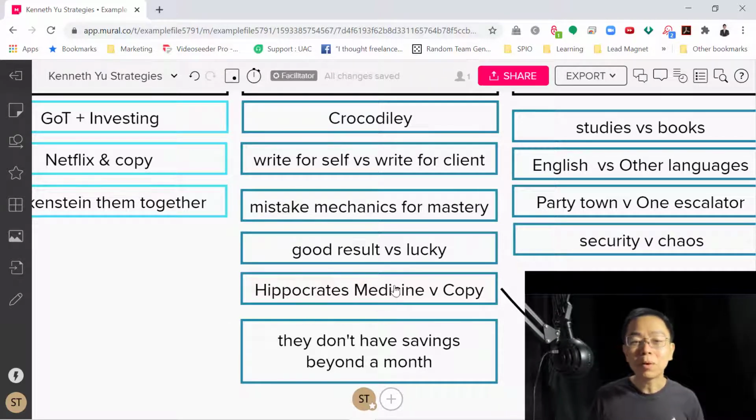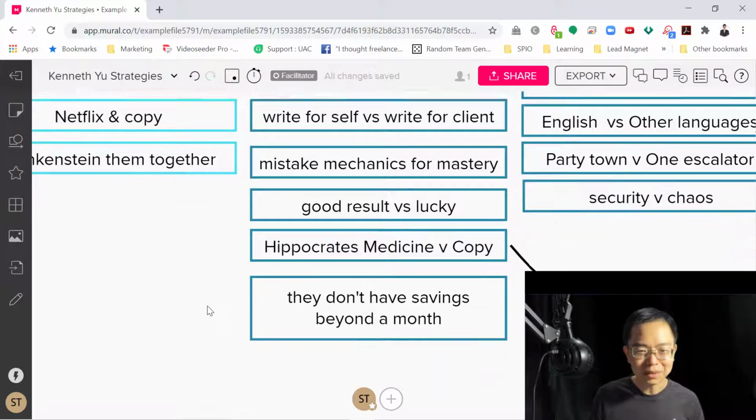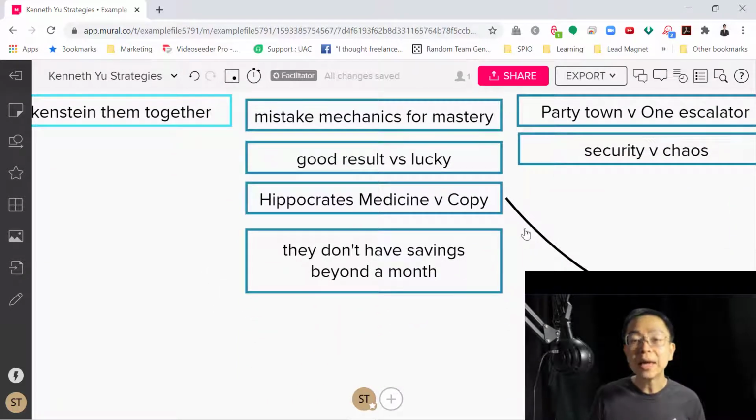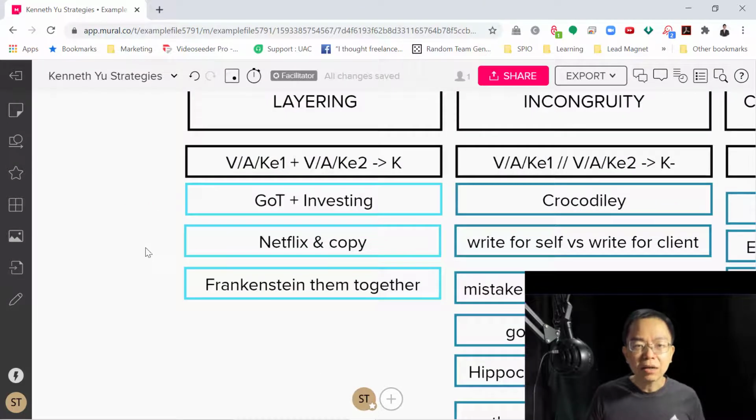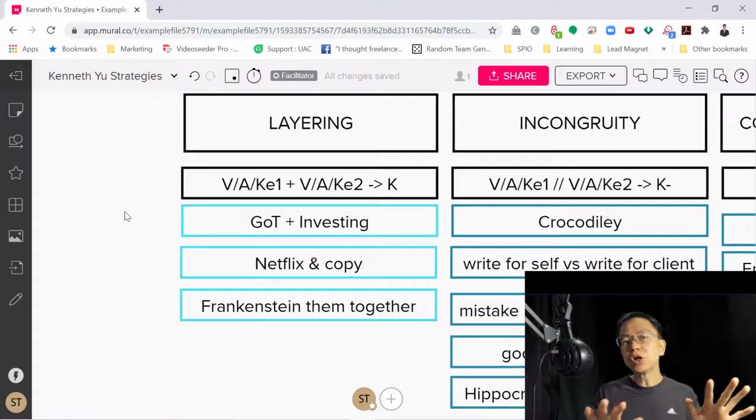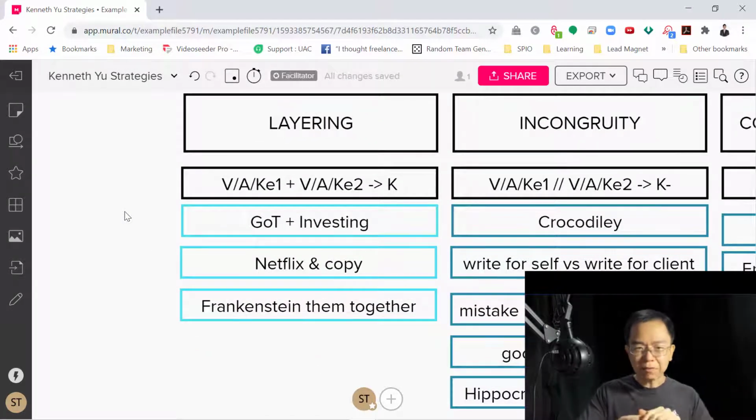Okay, Hippocrates, again, this is repeated, so I won't go through that again. It has dual function. They don't have savings even beyond a month. Okay, wow. Companies do this. That's so incongruent. That's negative, right? It strikes this fear in people, actually. Okay, and of course he does layering by combining two genres, one on top of the other. So Game of Thrones plus investing, right? Netflix and copywriting. Okay, Frankenstein them together.